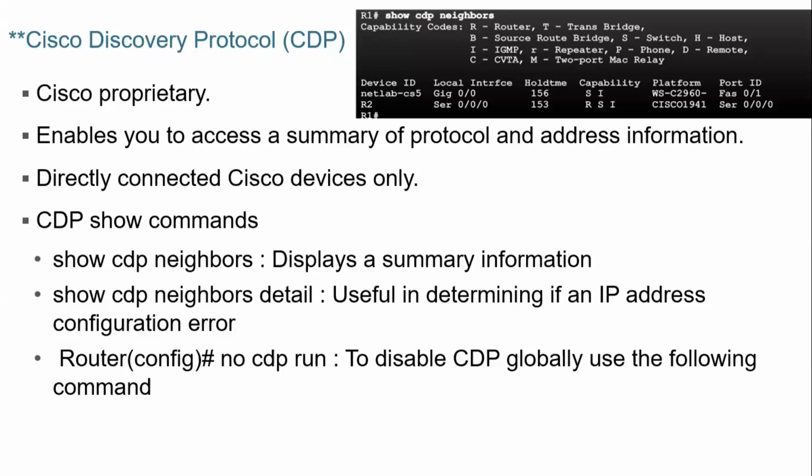Okay, so CDP show commands include show CDP neighbors. It will give you, like this one here, show CDP neighbors. It will give you a summary of information about your neighbors who are Cisco devices. Show CDP neighbors detail will give you more detailed information about your neighbor. And if you want to shut this down, you can type no CDP run. So use it to disable CDP. So if you type no CDP run, show CDP neighbors doesn't work. Okay.